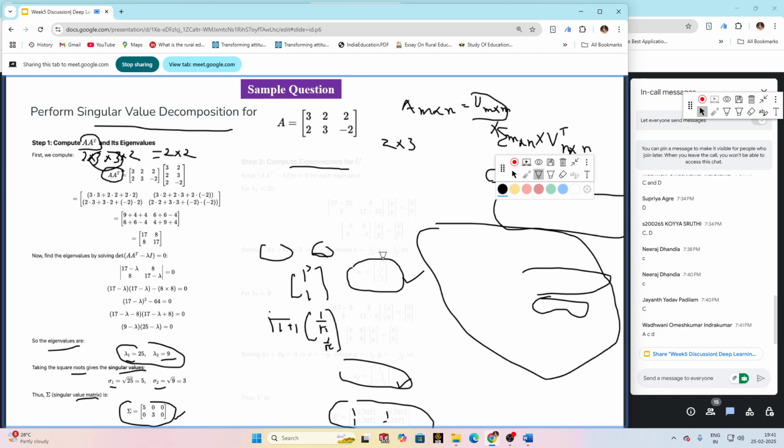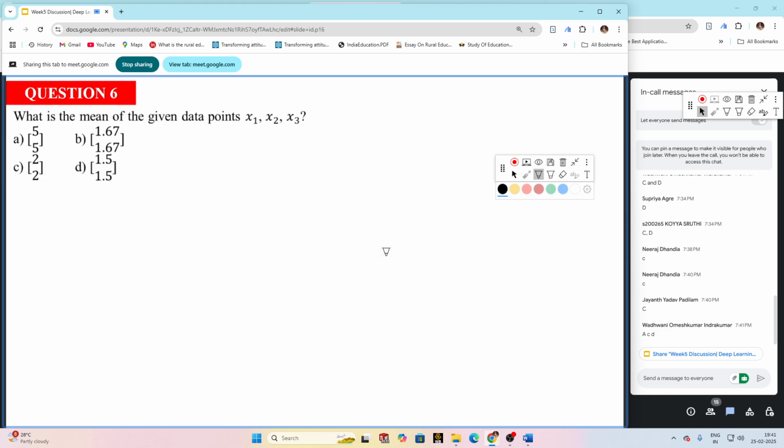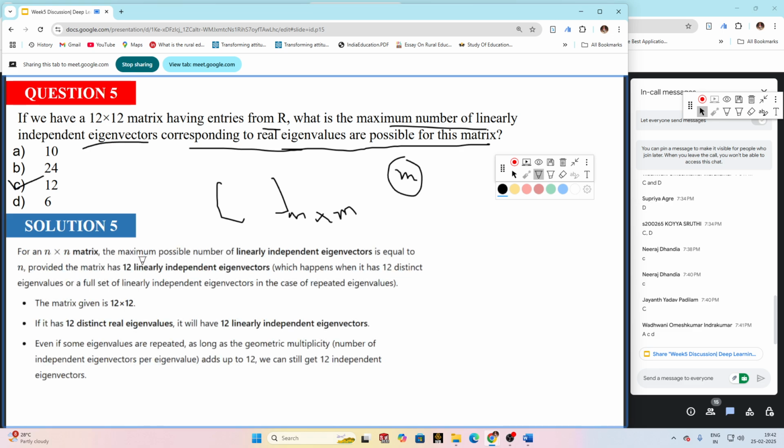So these are the maximum number of eigenvectors you can get, and also the maximum number of principal components that you can project your data on. Again, the question can be a little reversed, like how many maximum principal components can we have for a 12 cross 12 matrix. The maximum number of principal components can be 12. So option C is the correct answer: 12 linearly independent eigenvectors.